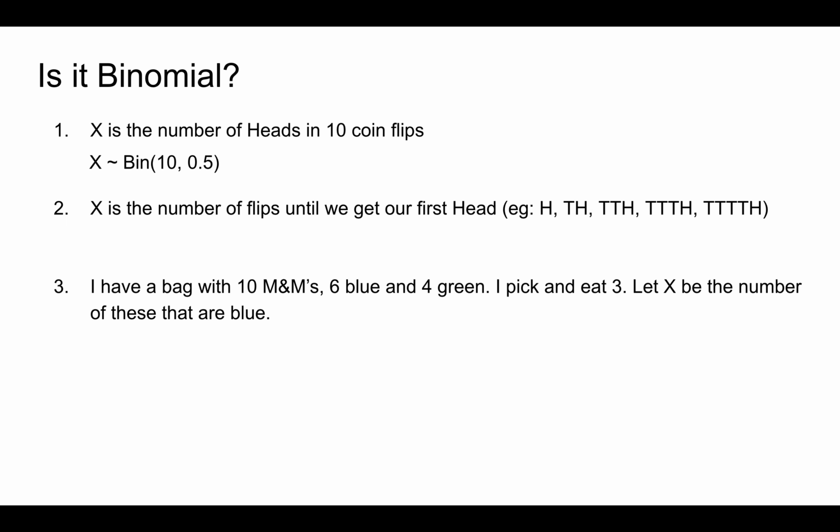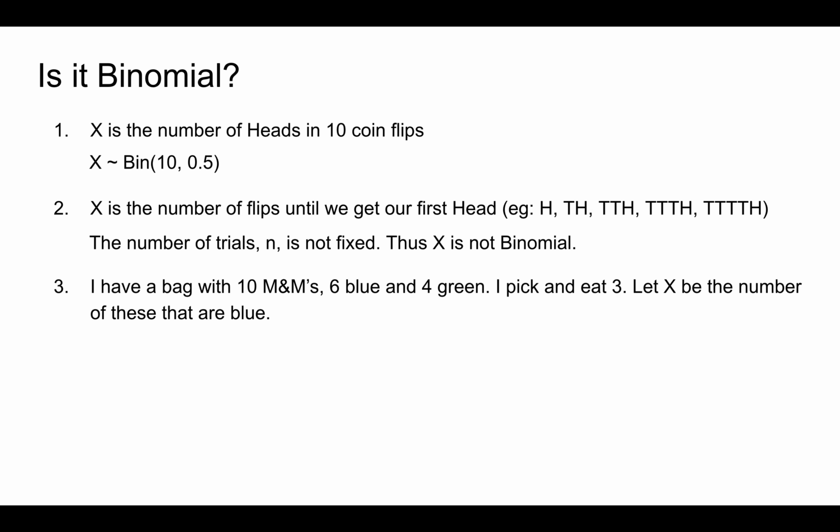Consider the second scenario, where x is the number of flips until we get our first heads. In this case, we might get our first head on the first coin flip, or on the second, or on the third, or on the fourth, and so on. Technically then, there's no upper bound to when we get our first heads, thus we don't know how many times we'll have to flip the coin. In this case, the number of trials in this experiment is not fixed, thus x, the number of flips until we get our first head, is not binomial.